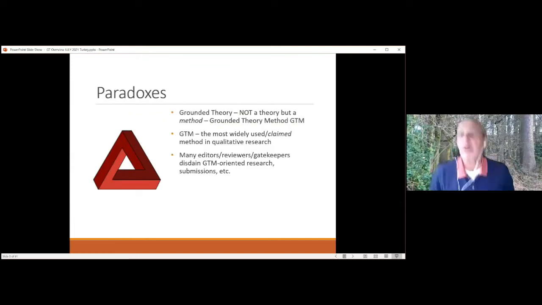Okay, so I've already mentioned this idea that it's not actually a theory. The theory is a thing you hope to come up with. It's actually a method. So I use the term grounded theory method, or GTM.